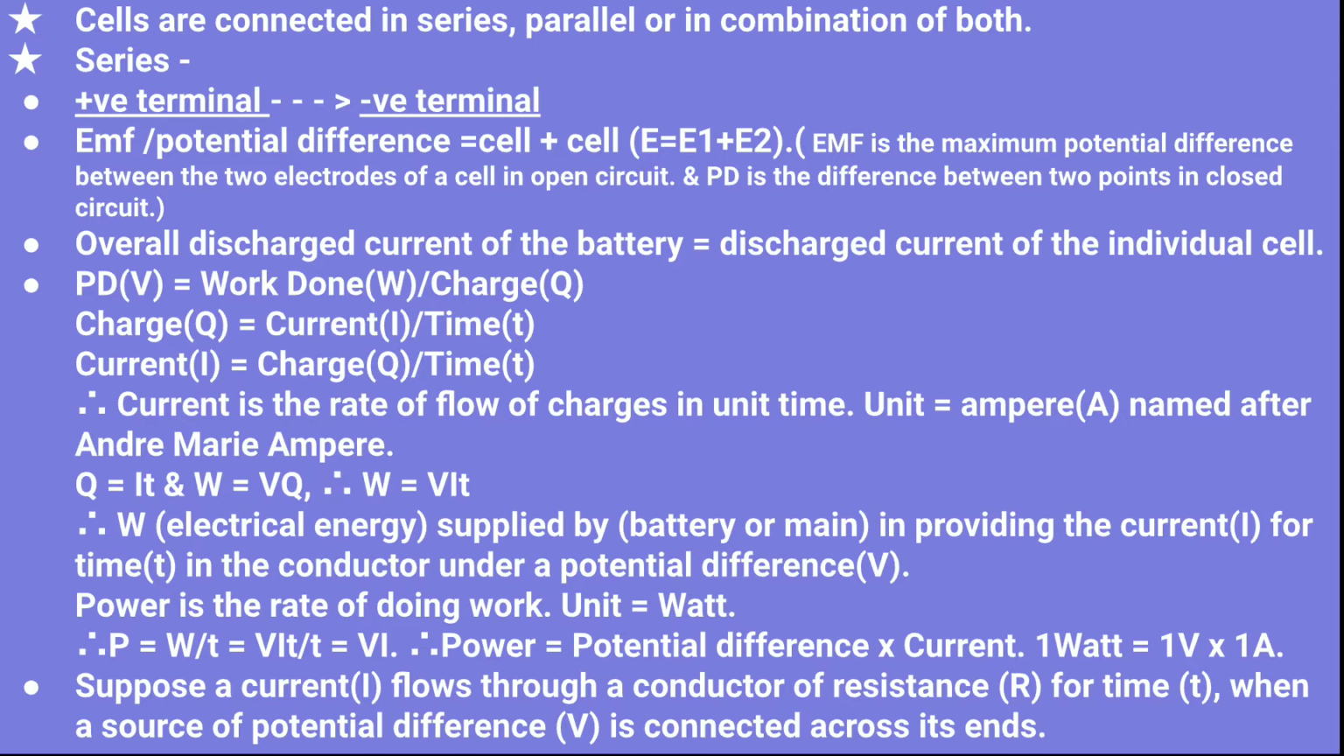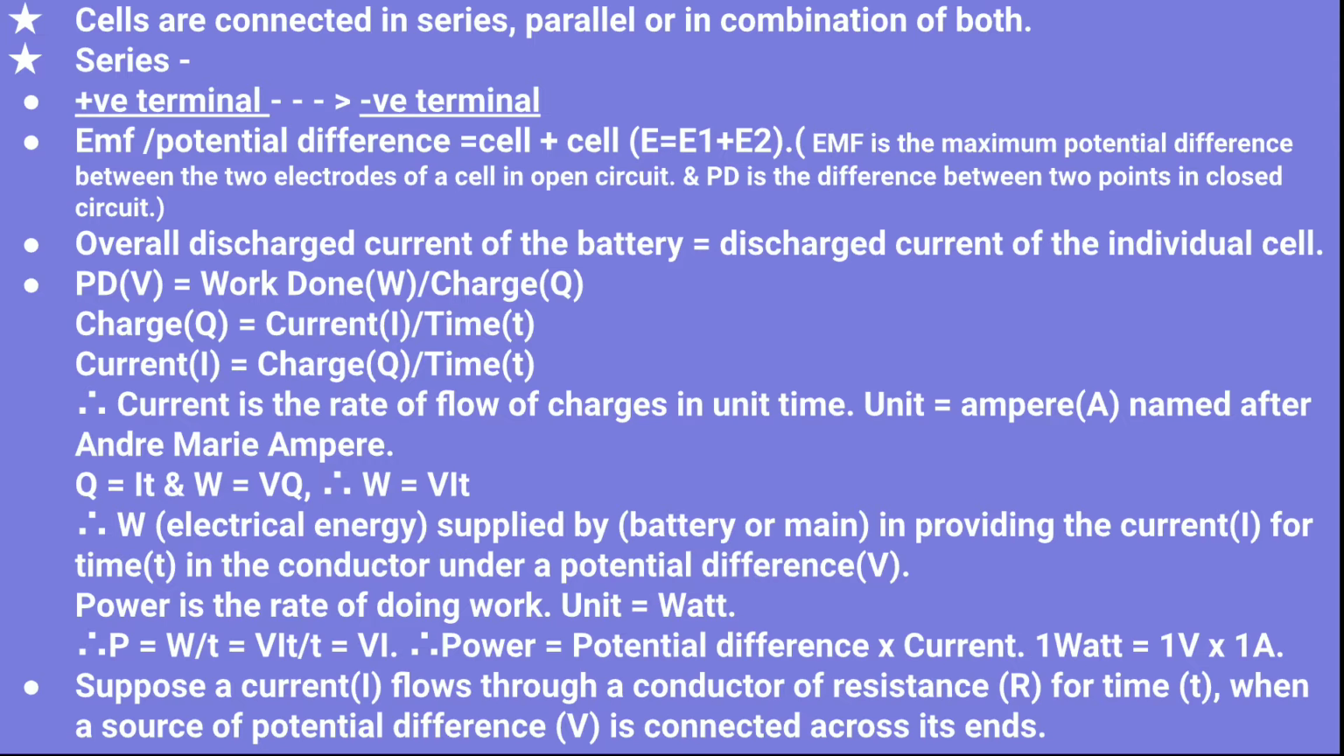Okay, W, that is work done or electrical energy, which is supplied by the battery or the main in providing the current I for time t in the conductor under a potential difference, that is V. So power is the rate of doing work, and its unit is watt. Power is equal to W by t, that is work done by time, or electrical energy by time.